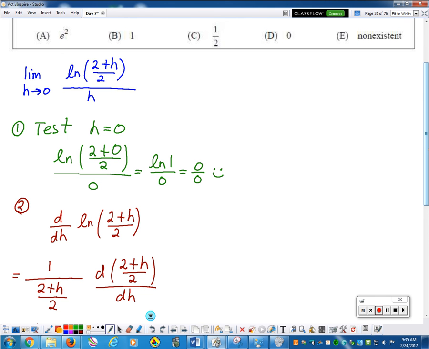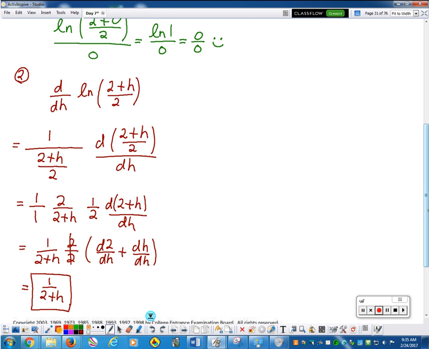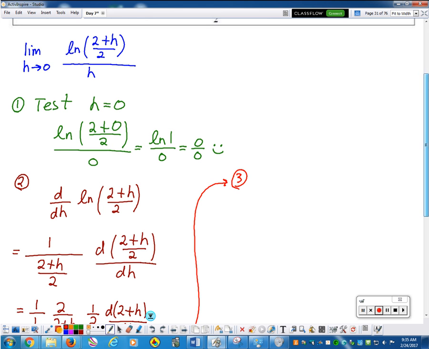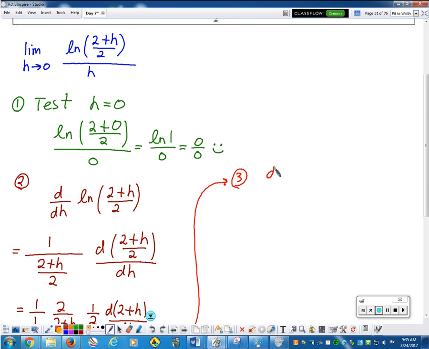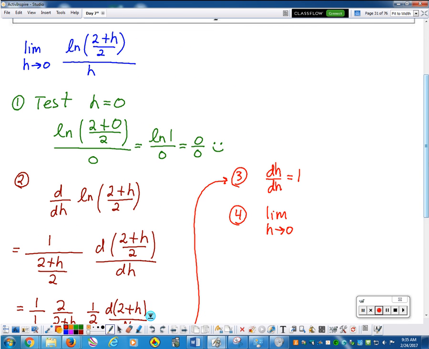So now we do the next step. So we scroll up here. Step 3. Step 3 is find the derivative of the denominator. That's just h, so dh over dh is 1. Step 4 is create the new limit problem. Derivative of the numerator was 1 over 2 plus h. Derivative of the denominator was just 1.